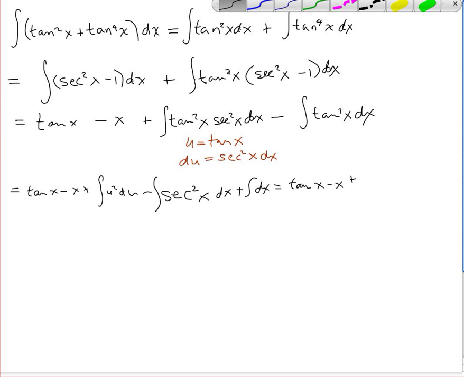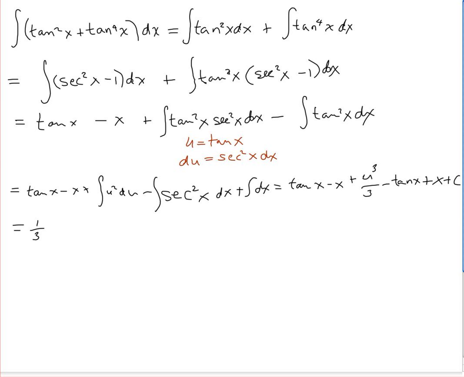Tangent of x minus x, and then the integral of u squared is u cubed over 3 minus, again, tangent of x plus x. Look at that. Plus c. And so the tangent x is canceled, the x is canceled. I'm left with u cubed over 3, so that's 1/3 tangent cubed x plus c.